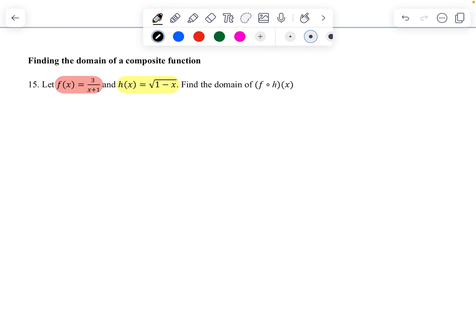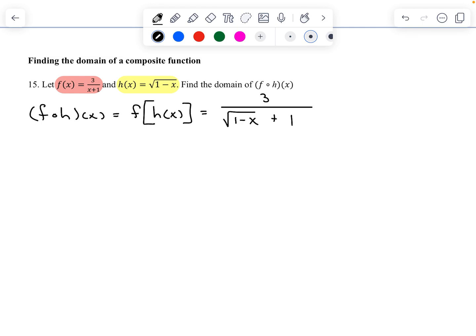Alright, to do this I'm going to start by creating the composite function. So f composed of h of x is equal to f evaluated at h of x, which is equal to 3 divided by the square root of 1 minus x plus 1. Okay, now that we have the composite function, we're going to find the domain.